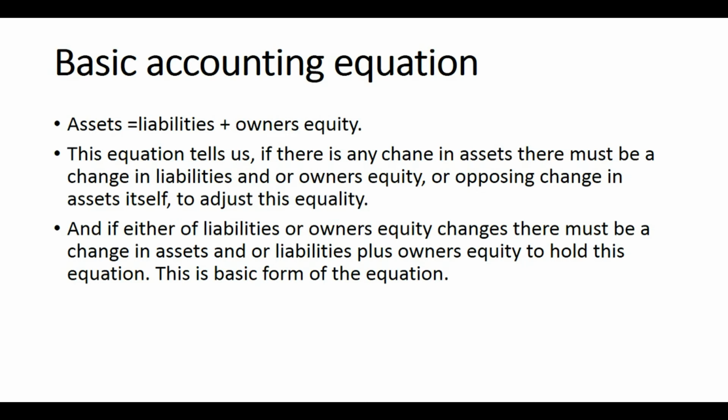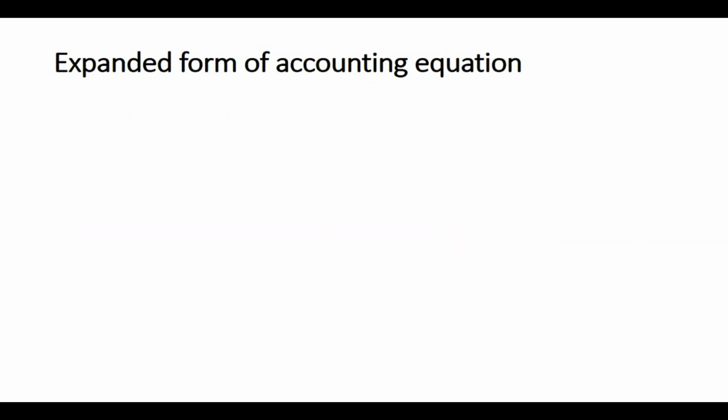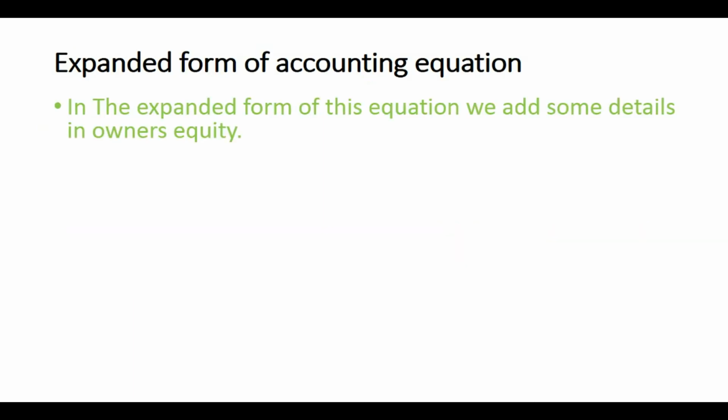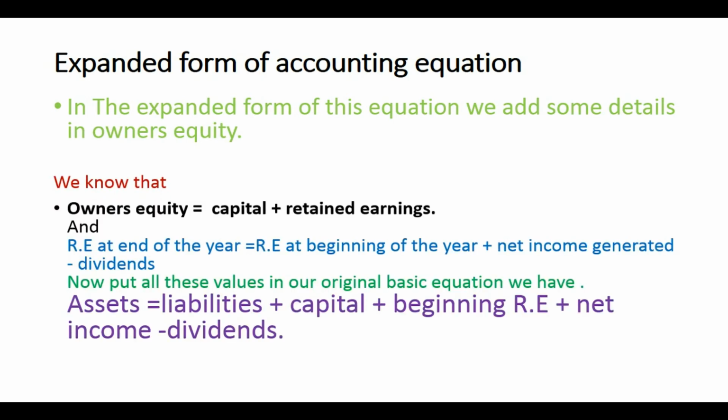And if either of liabilities or owner's equity changes, there must be a change in assets and or liabilities plus owner's equity to hold this equation. This is basic form of the equation. In the expanded form of this equation, we add some details in owner's equity. We know that owner's equity consists of capital and retained earnings.